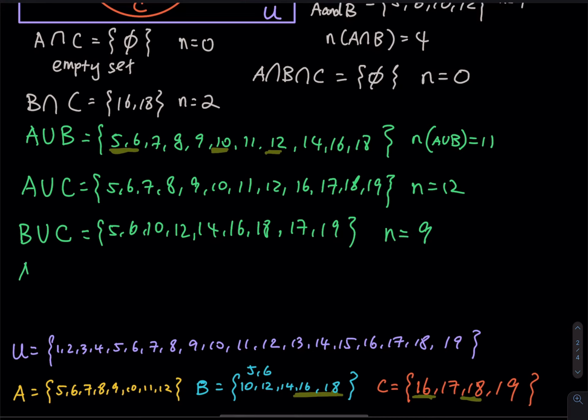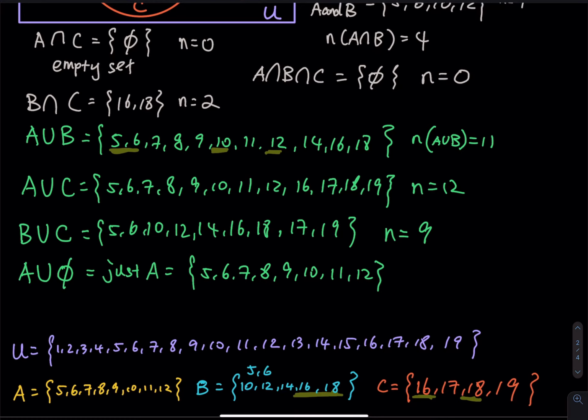And then we have A union empty set. Then what is A union empty? The empty set is just nothing, right? So A union empty set is just A. So you just repeat A: 5, 6, 7, 8, 9, 10, 11, and 12. So the cardinality is 8, right? So n equals 8.